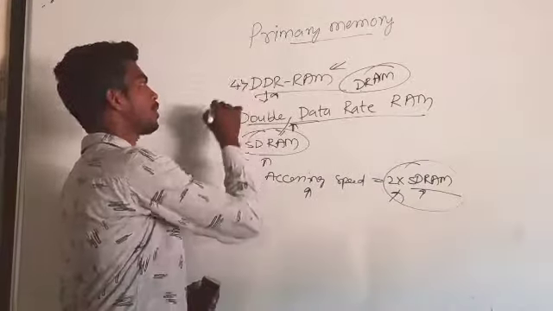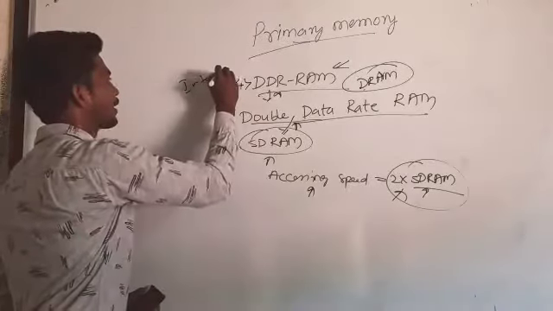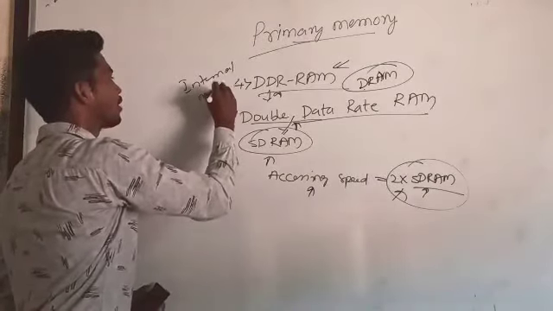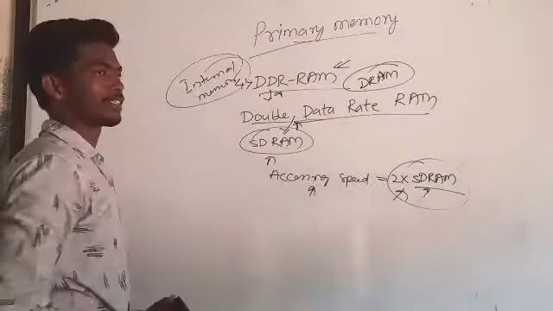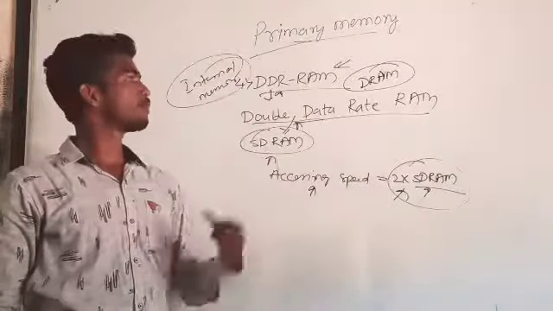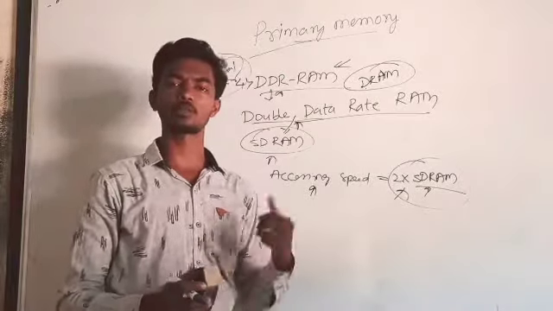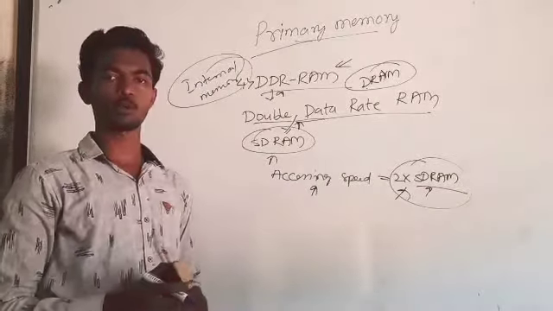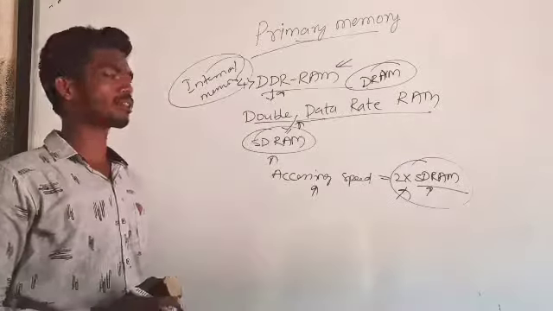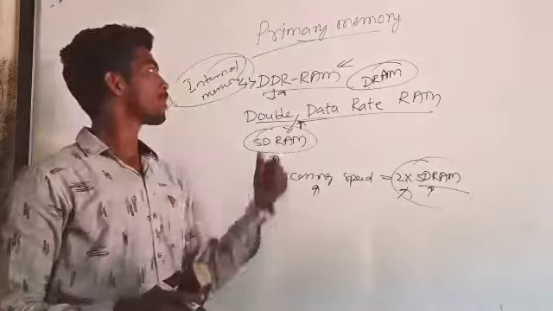This is all about memory, that is only the internal memory. Internal memory has three different types: one is the register, one is the cache memory, and another is the primary memory. In primary memory you get two types of memories, one is RAM and another is ROM. RAM is called a volatile memory, and ROM is called a non-volatile memory.